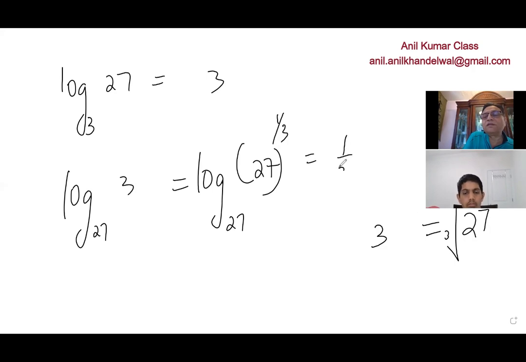So I get 1 over 3 as my answer, not minus 3. 1 over 3. You get the idea? So you're close, but that is how you have to see. Log to the base 3 of 27 is 3, but when I interchange the base and the argument, it becomes 1 over 3. Understood? Important thing to visualize.